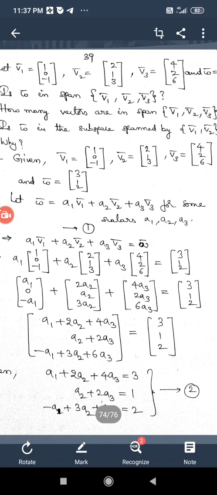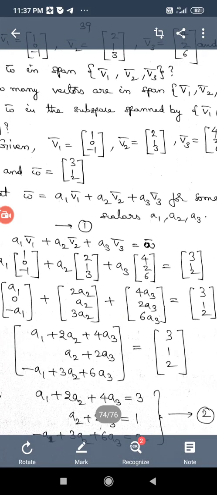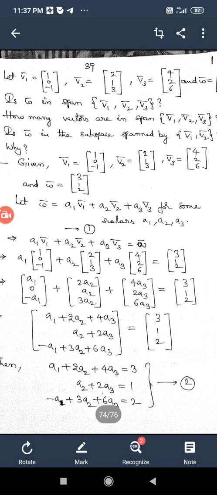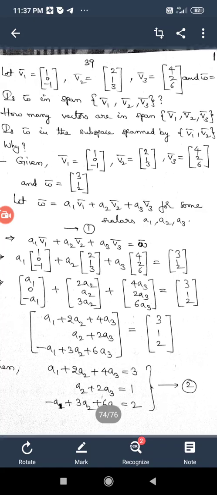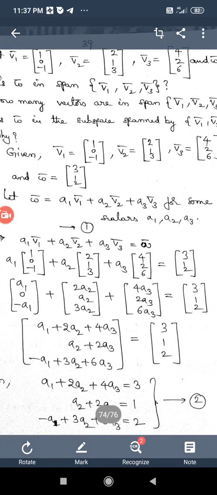Now take this the other way and write it as a1 v1 plus a2 v2 plus a3 v3 is equal to w bar. Now substitute all the four vectors that are given to us in the problem: v1, v2, v3 and w bar. Substituting these vectors and applying scalar multiplication on the left hand side, we get a sum of 3 vectors: a1 (1, 0, minus 1) plus a2 (2, 1, 3) plus a3 (4, 2, 6), and that is equal to (3, 1, 2).